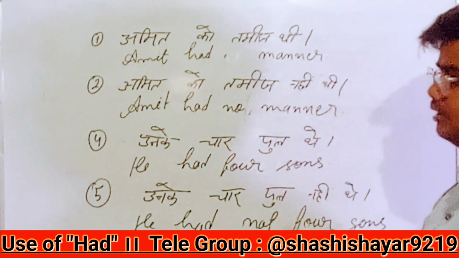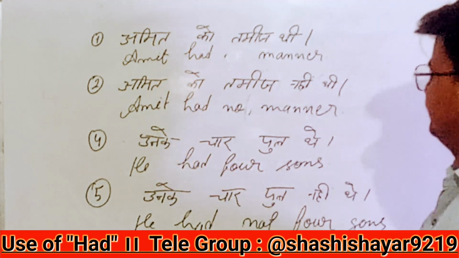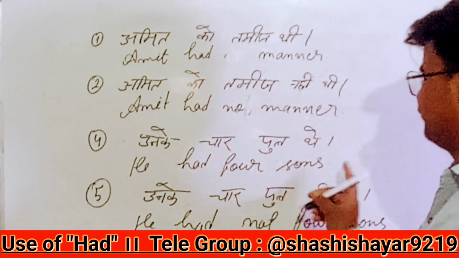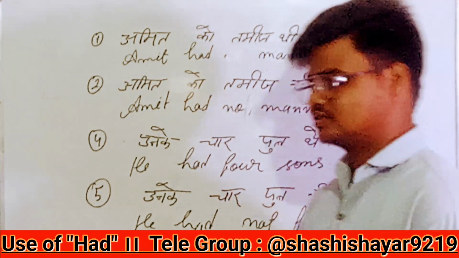Amit had manner. Repeat with me. Amit had manner. Amit had no manner. He had 4 sons. He had not 4 sons.